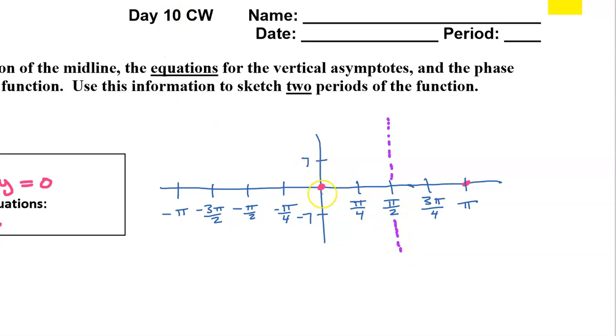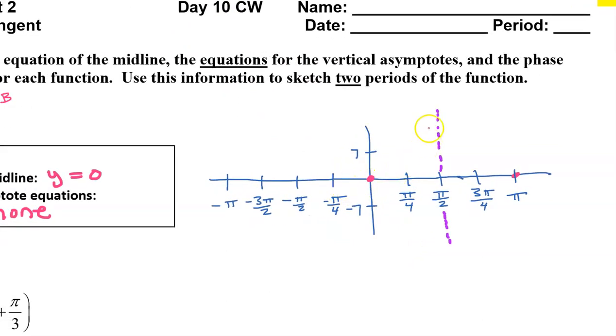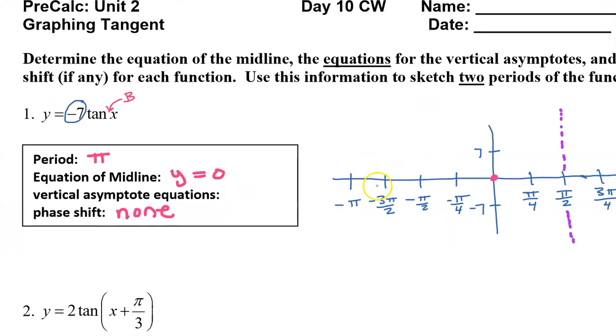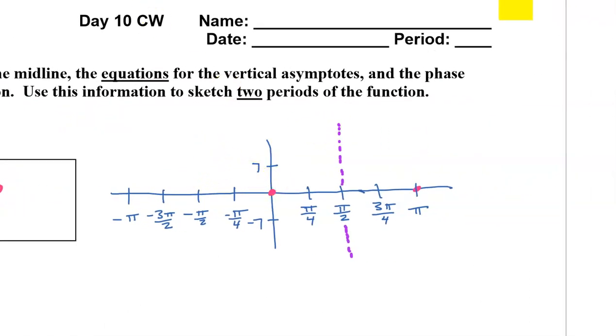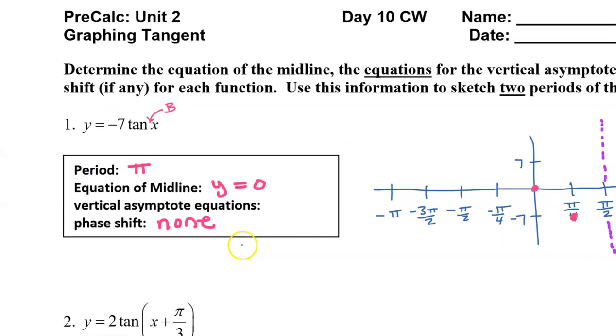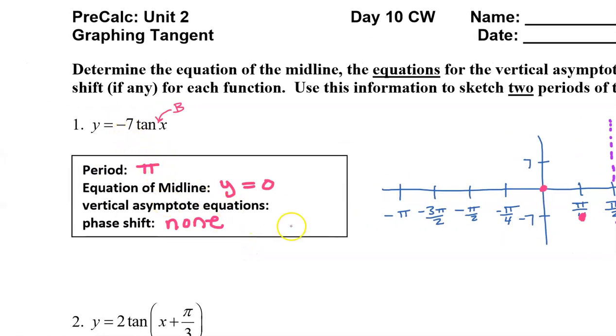The tangent function is normally always increasing, except notice that we have a negative 7. That negative sign is going to be a reflection over the midline. So the graph is upside down, so instead of being increasing, this graph will be decreasing. 1/4 period over, we will be down at negative 7, and that's why this negative 7 is important.